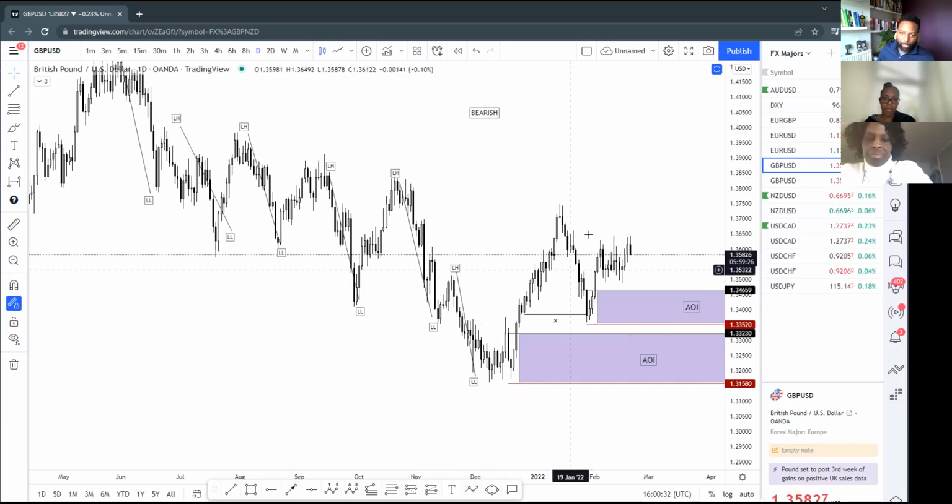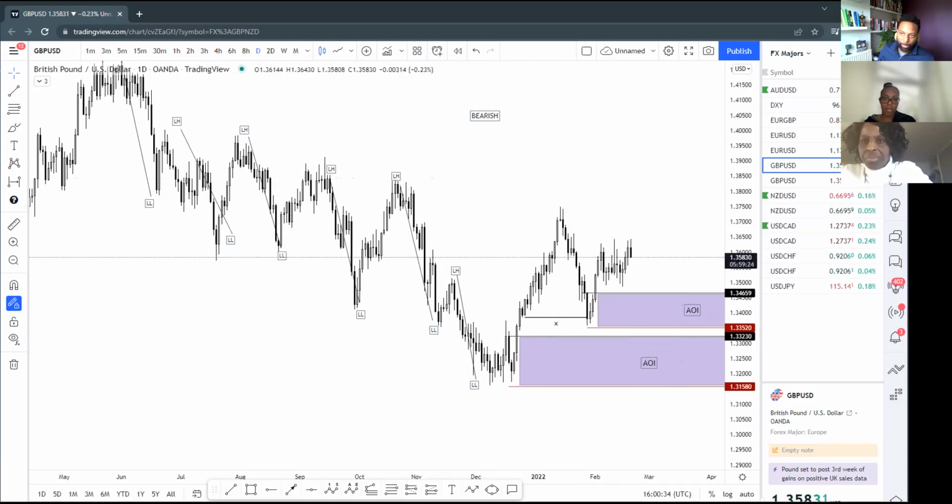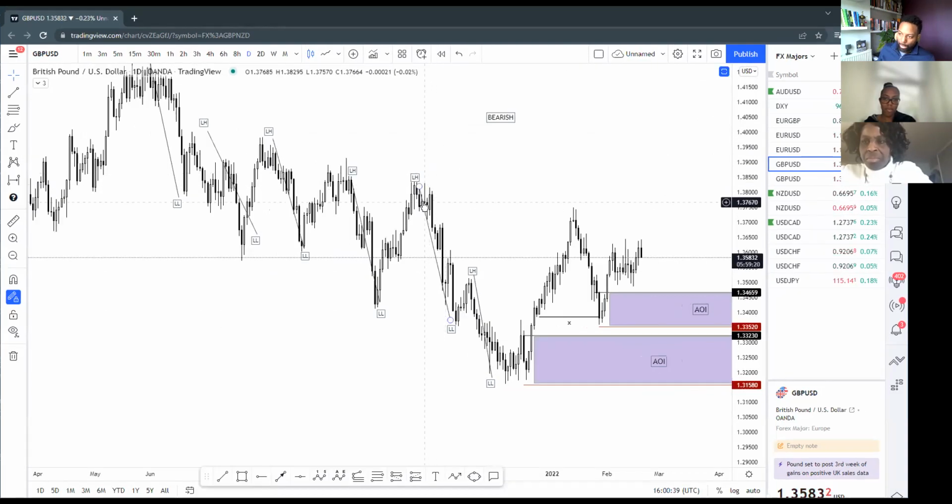So we know that we should be looking for a sell somewhere, because the market direction is bearish. But what happens in this moment, in this area here? What happens here?